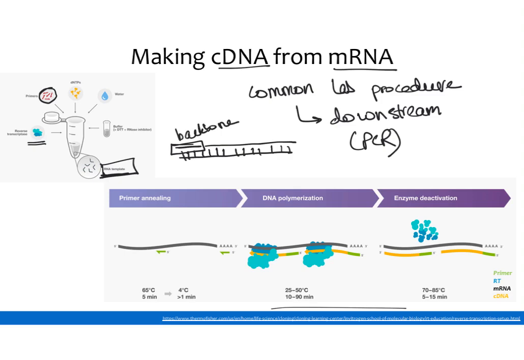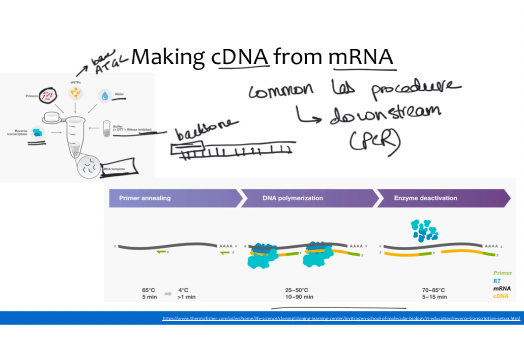It also has dNTPs. These are just your bases. So these are A, T, G, and C. It has some water, and it has the buffer with all the necessary inhibitors to ensure that the reaction actually does proceed and doesn't get contaminated by anything.